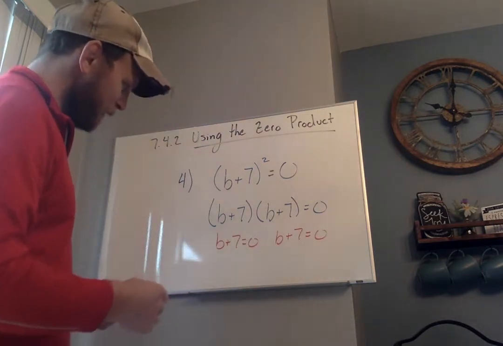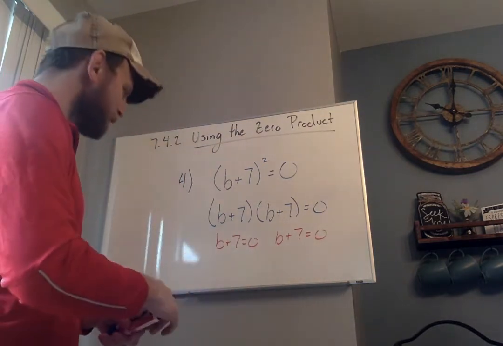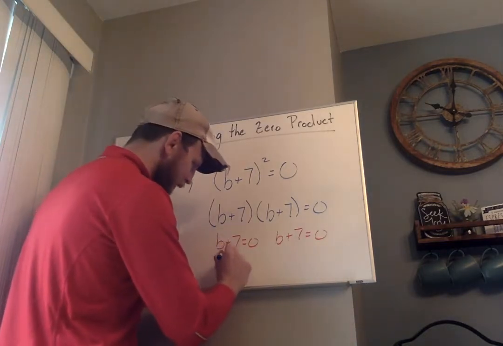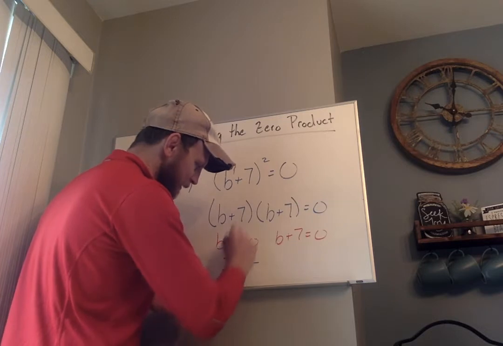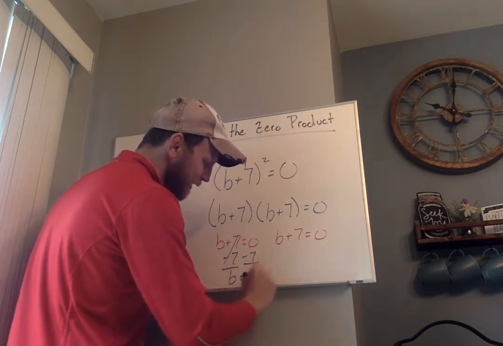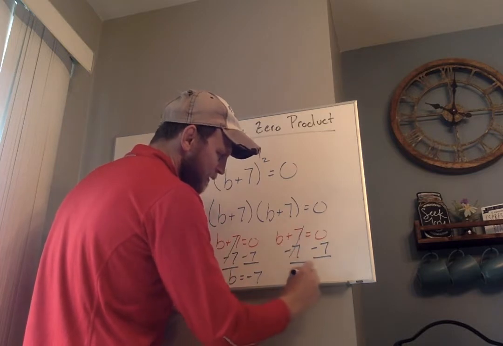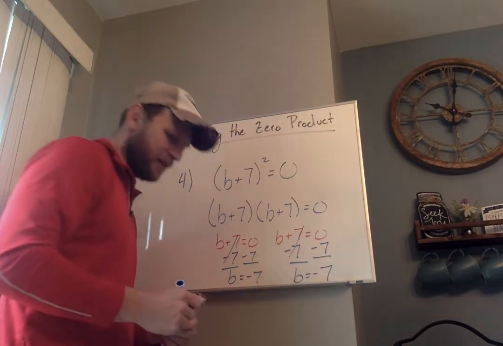Now, Sam, where do I go from here? Yep, subtract 7. Nicely done, Sam. So subtract 7. I get b equals -7, and b equals -7.